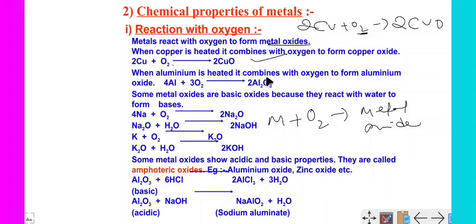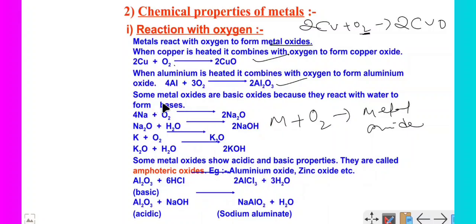When aluminum is heated, it combines with oxygen to form aluminum oxide. So this is the balanced chemical reaction. Some metal oxides are basic oxides because they react with water to form bases. Like sodium reacts with oxygen to form sodium oxide, and sodium oxide reacts with water to form what? Sodium hydroxide.